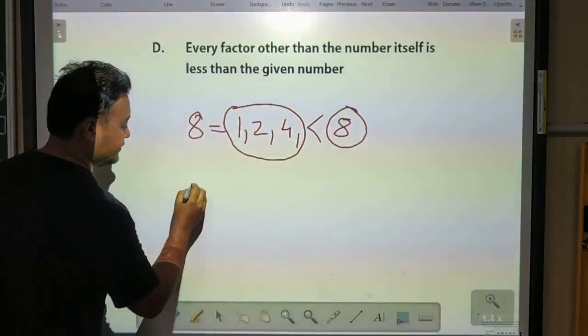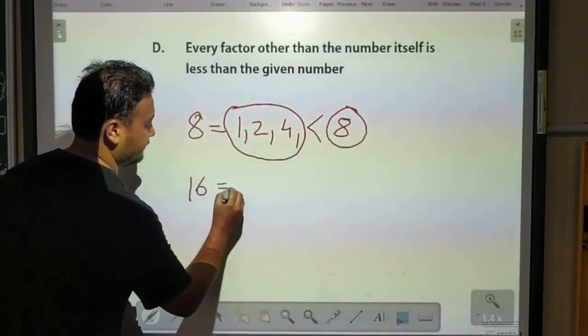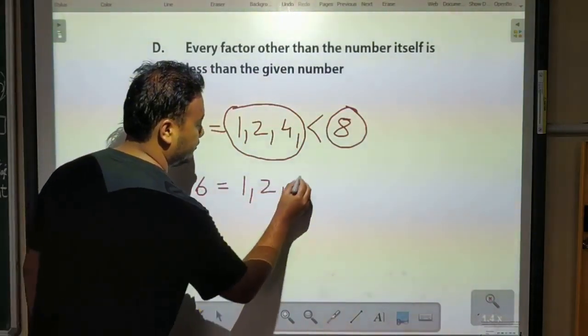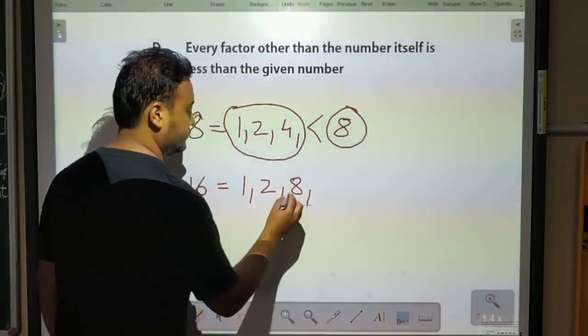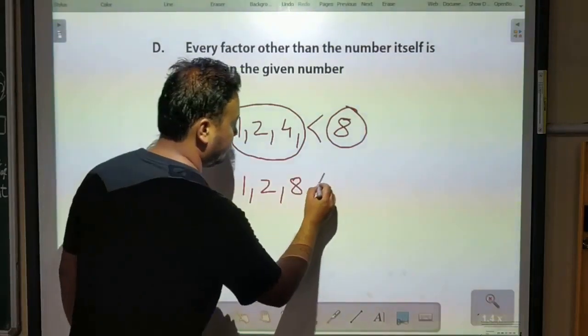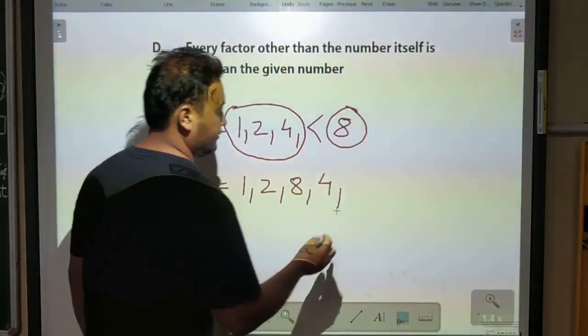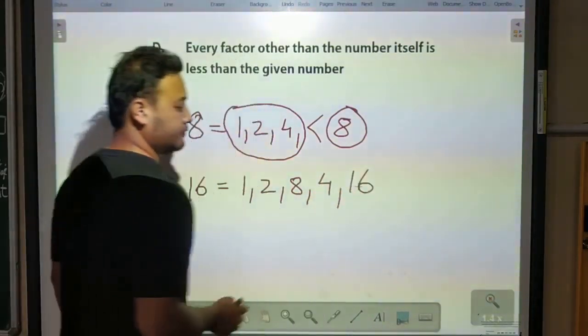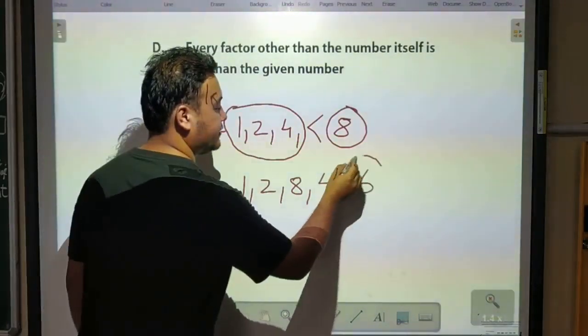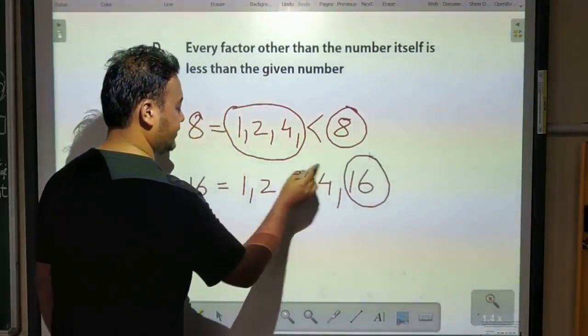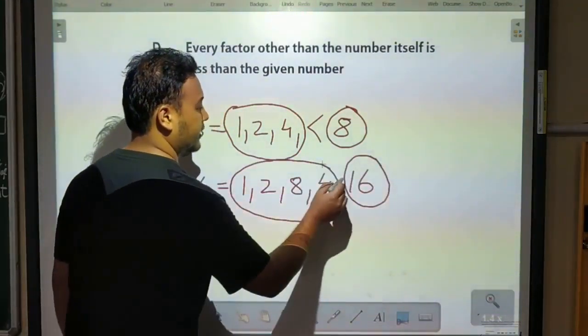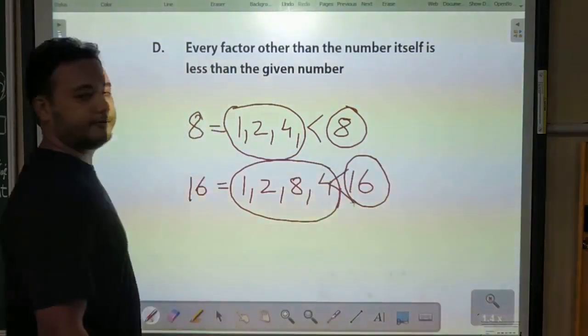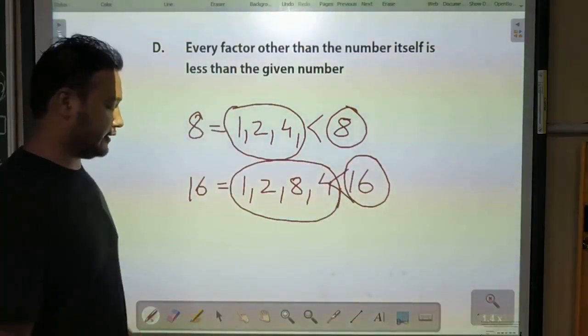If you list out the factors of 16, factors of 16 are 1, 2, 4, 8 and 16. Now you can see that this is the number itself, and the rest of the factors are less than 16. So this is what the last property says.